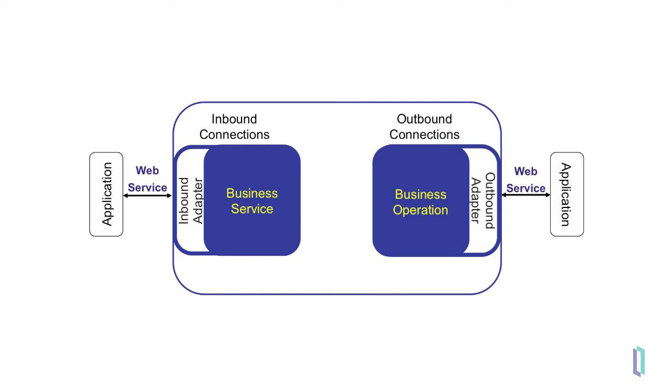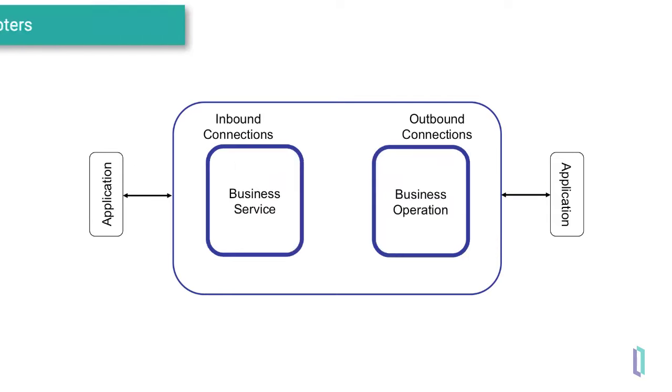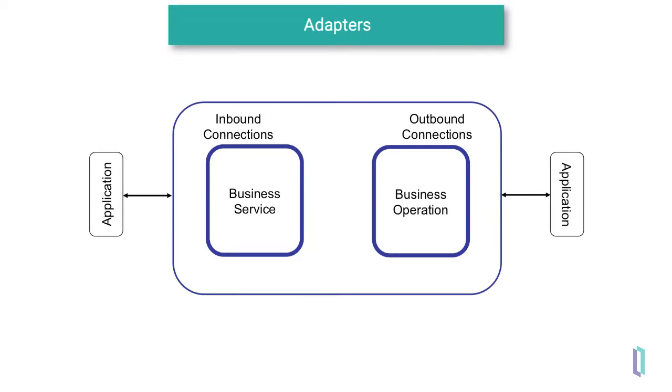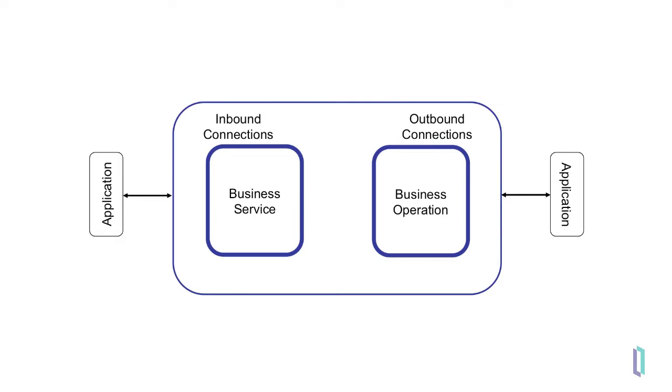As REST and SOAP web services continue to grow in popularity, REST and SOAP business services and business operations will become more common. Business services and business operations typically use adapters to handle the specific technology and protocol used to communicate with an application. An adapter that accepts data for a business service is called an inbound adapter. An adapter that works with a business operation to send data is called an outbound adapter. Although it is not required that a business service or business operation uses an adapter, most do.